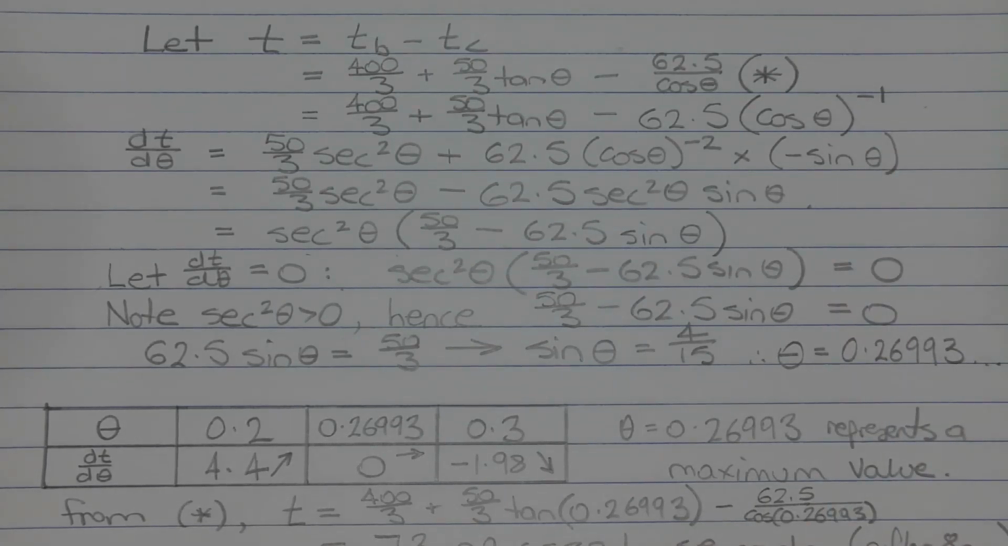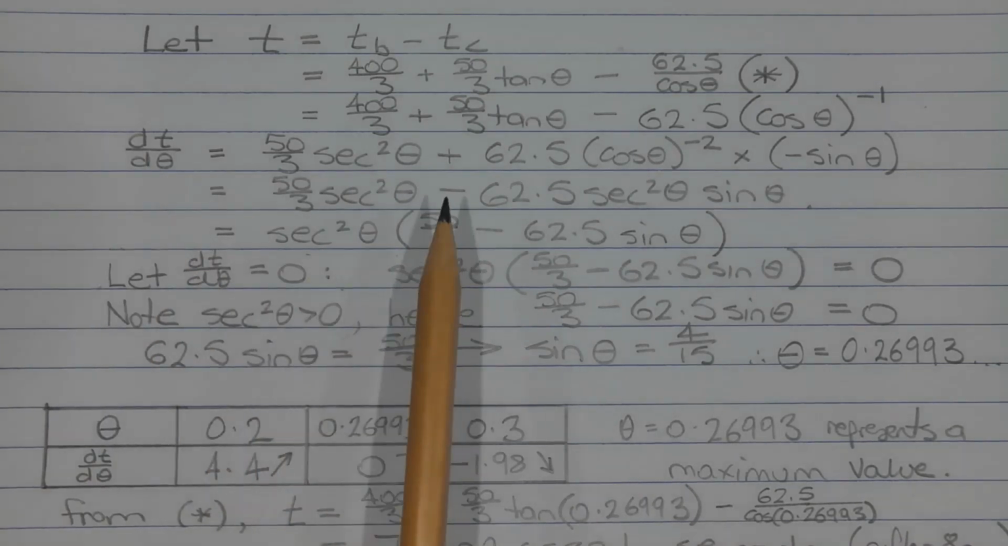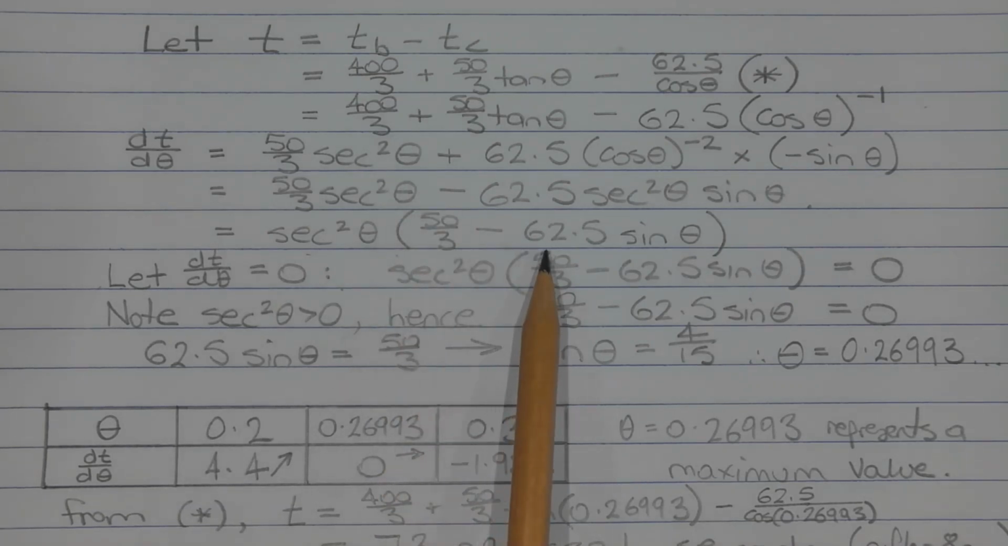Now applying the chain rule, we have dT/d theta is equal to 50 over 3 times sec squared theta plus 62.5 times cos theta to the power of negative 2 times negative sine theta, which represents the derivative of the inner function, cos theta. And that equals 50 over 3 times sec squared theta minus 62.5 times sec squared theta times sine theta. And factorising out sec squared theta, we get dT/d theta is equal to sec squared theta times (50 over 3 minus 62.5 times sine theta).